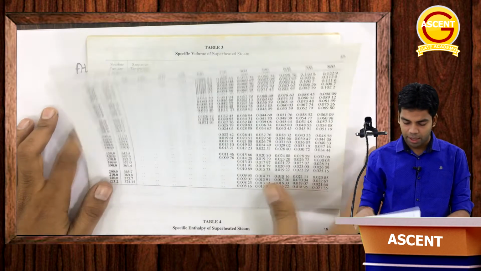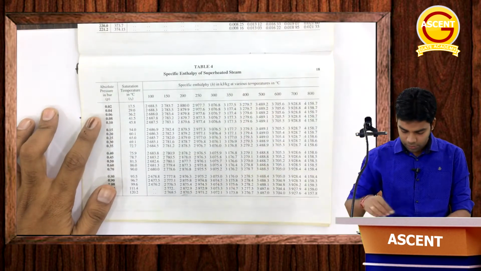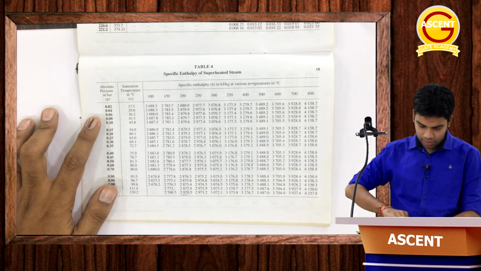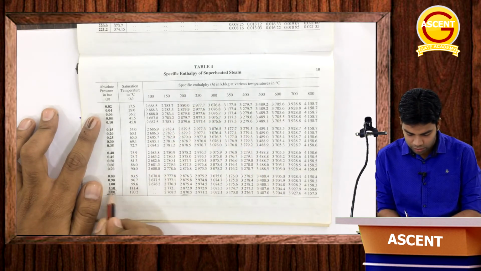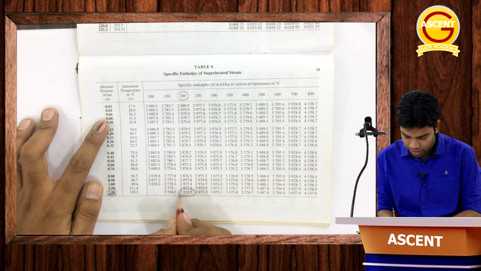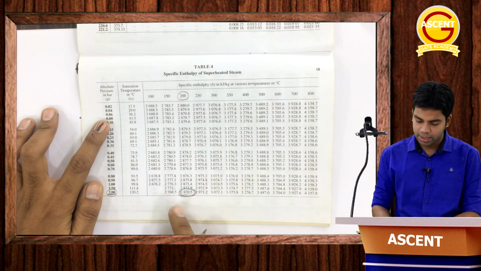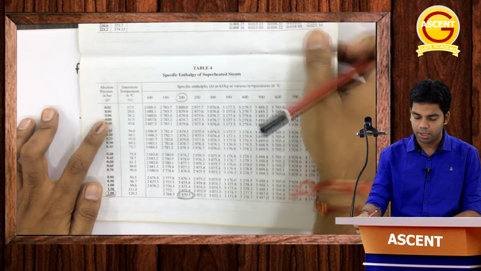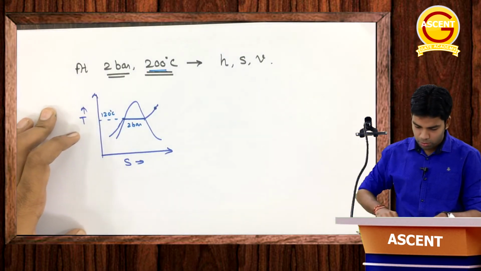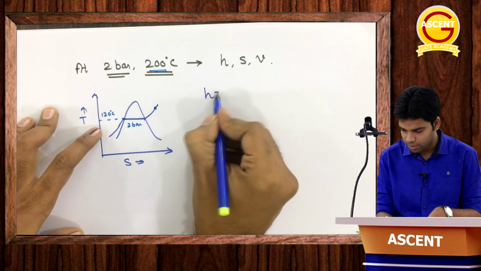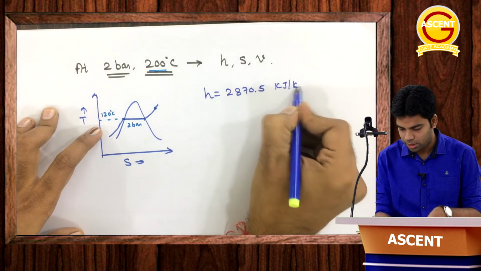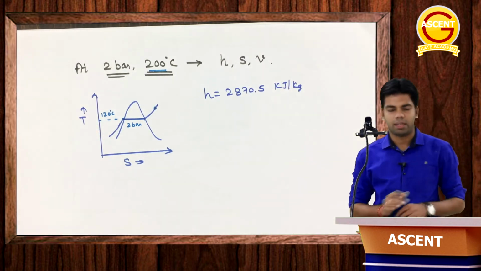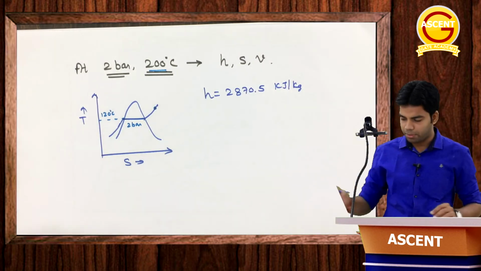So if I want to determine the enthalpy at this particular point, what will be the enthalpy at 2 bar and 200 degree centigrade? Here we have 2 bar and here it is 200 degree centigrade. So at this particular point the enthalpy you can see is 2870.5 kilojoule per kg. So at 2 bar and 200 degree centigrade the enthalpy is 2870.5 kilojoule per kg. This is how you can determine the enthalpy and different properties at any particular point.